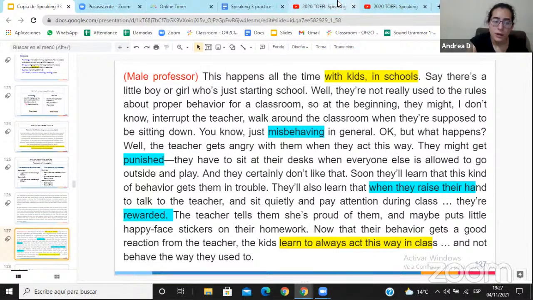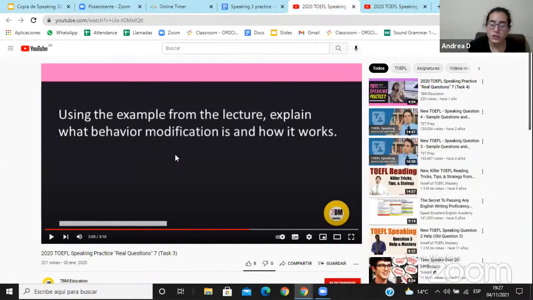All right. Now, if you take a look at the question, it is always going to be like this. Using the examples from the lecture, explain what behavior modification is and how it works. So using the example, explain the topic. As you can see, they are not asking you to directly summarize. It's not like summarize the reading and then summarize the lecture. No, they want you to explain the topic using the example.